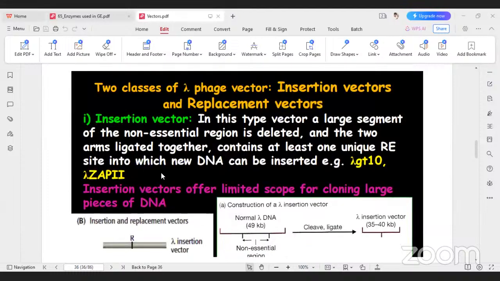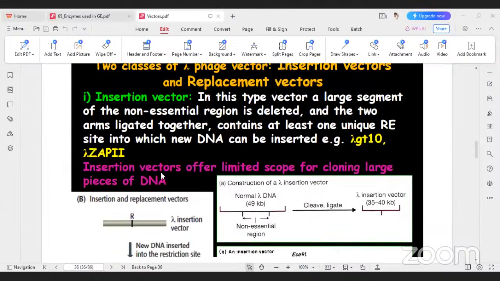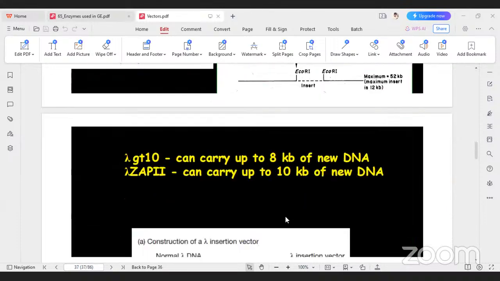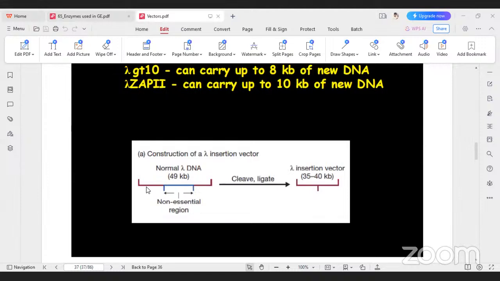Here it is given also as insertion vector, with limited scope for cloning large pieces of DNA. In the lambda insertion vector, the new DNA is inserted into the separated region, like this. Same as normal lambda DNA, 49 kb, inserted here.